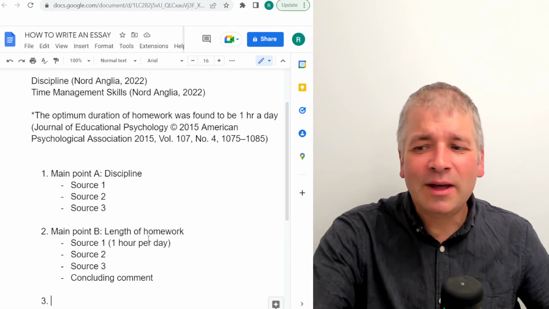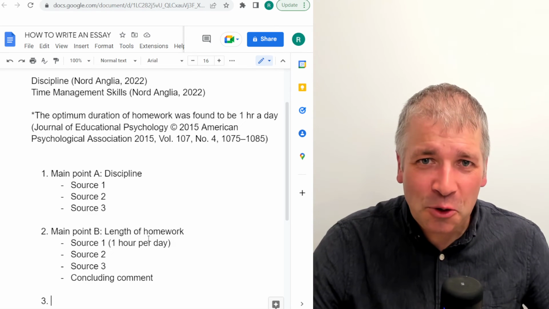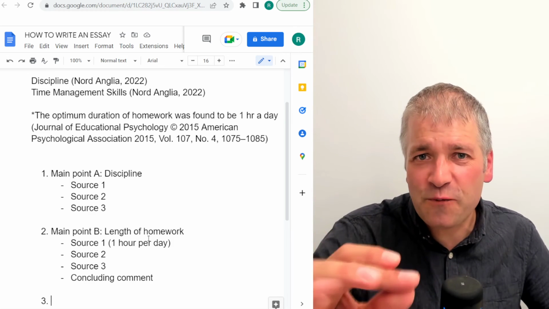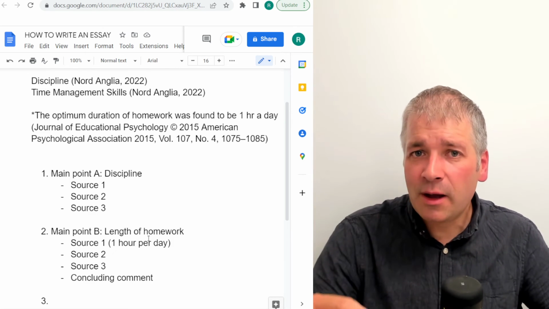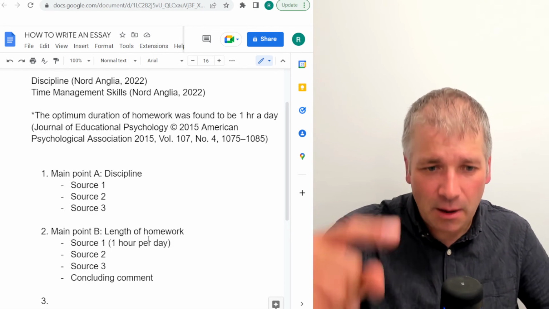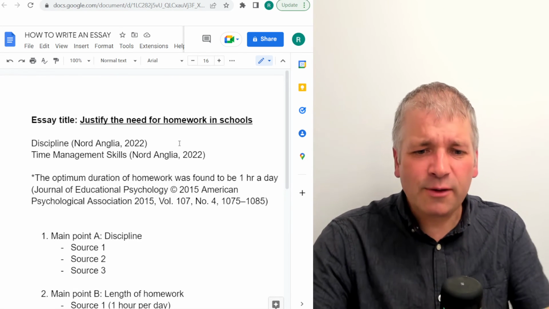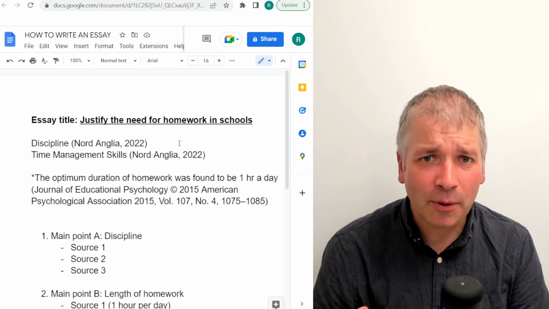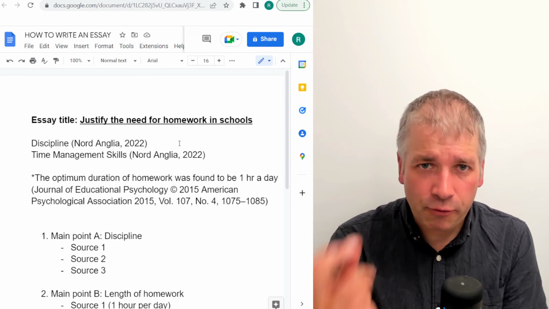Point 7 is write your conclusion. Go through your main body, decide what were the main points that you found on the topic, and in particular, what were the points that prove that your title is correct. So going back to the beginning, think about your title again. Justify the need for homework in schools. Get to the end of all your main body paragraphs and then think, which information in particular proves this?